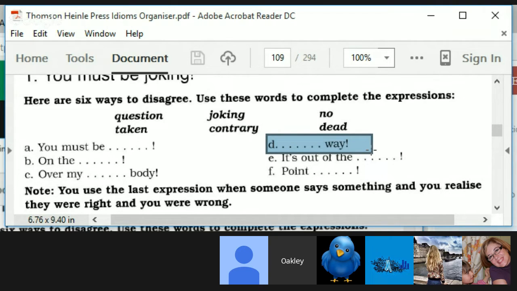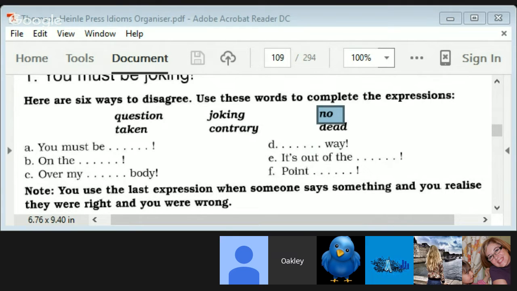Okay. Roberto, what about D? No way. Okay, no way. Kind of a colloquial expression. No way, Jose. No way, Jose. A little variation on that one.